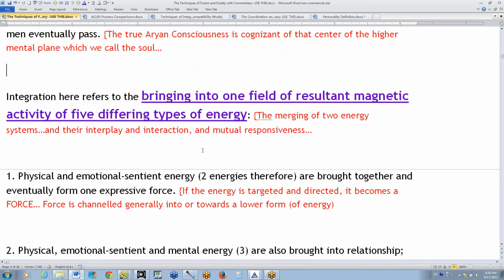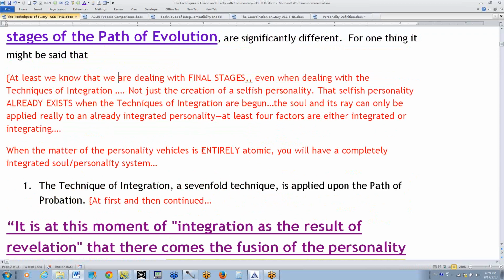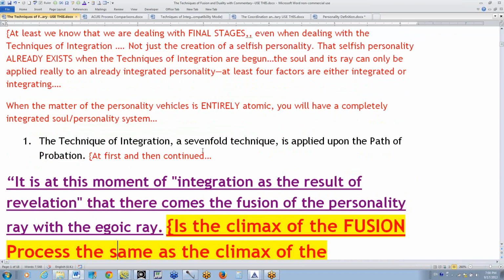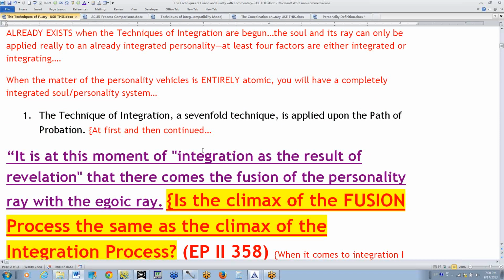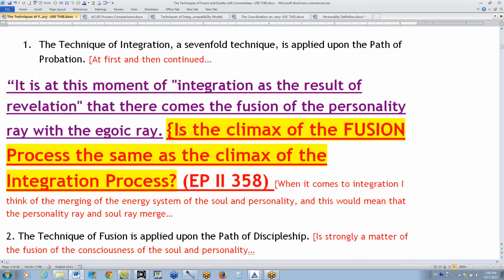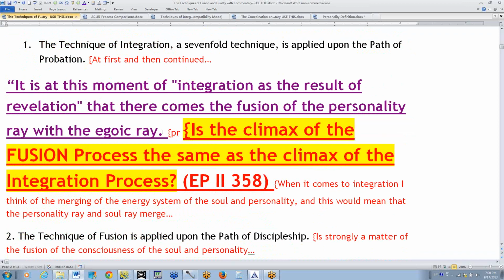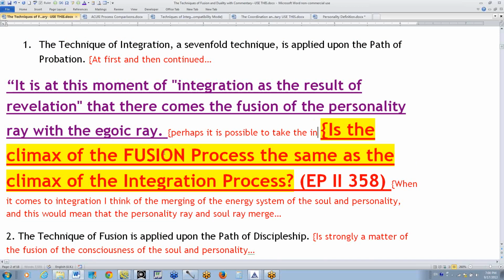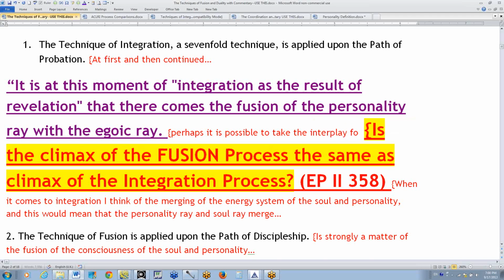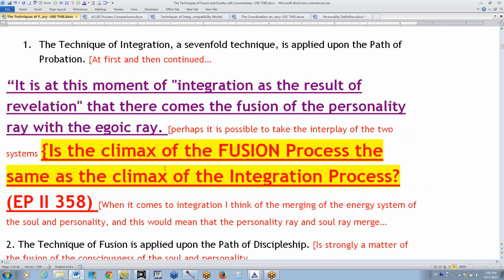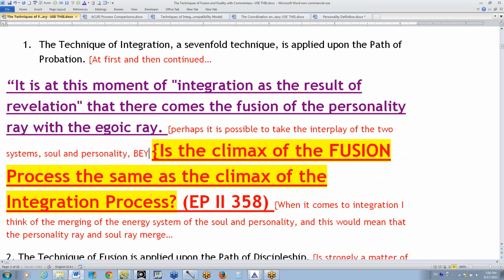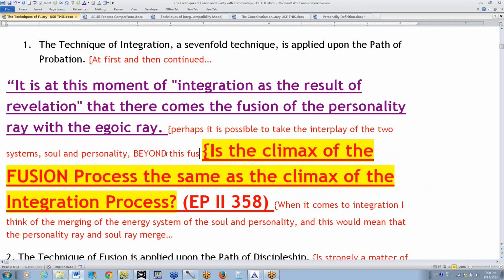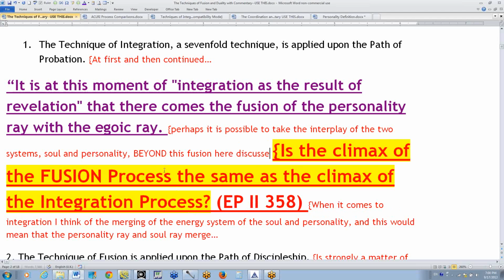Well, if we look at what we looked at before, the integration is the result of revelation. There comes the fusion of the personality ray and the egoic ray. But perhaps it is possible to take things beyond this fusion. Perhaps it is possible to take the interplay of the two systems, soul and personality, beyond this fusion here discussed.